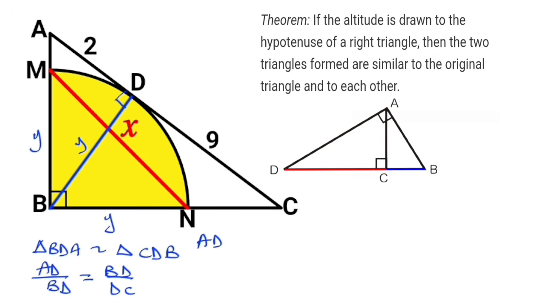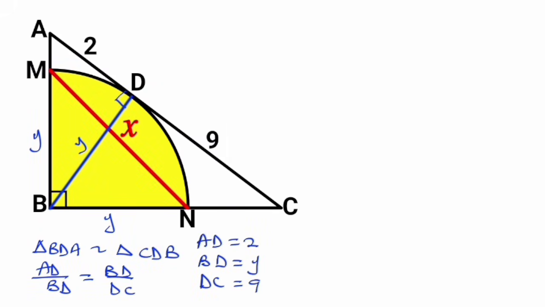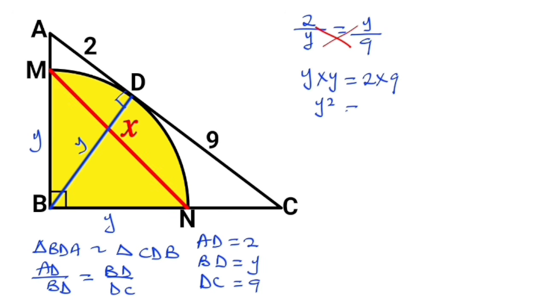AD is equal to 2. BD is equal to y. DC is equal to 9. If we plug in these values in the above expression, we will have 2 over y is equal to y over 9. By cross multiplication, we will have y times y is equal to 2 times 9. y times y is y squared, and 2 times 9 is 18. Taking the square root of both sides will give us y is equal to 3 root 2.